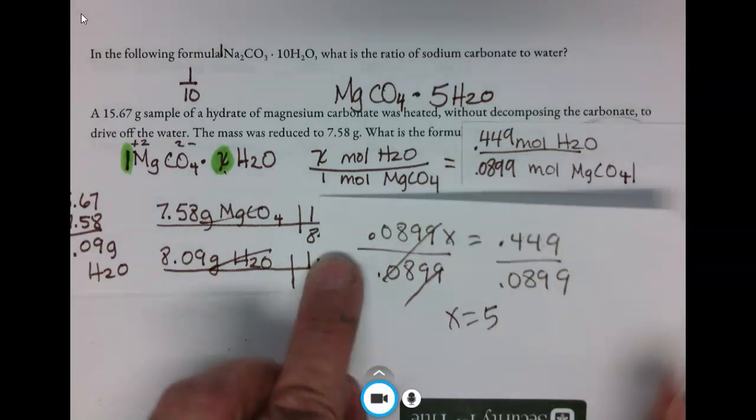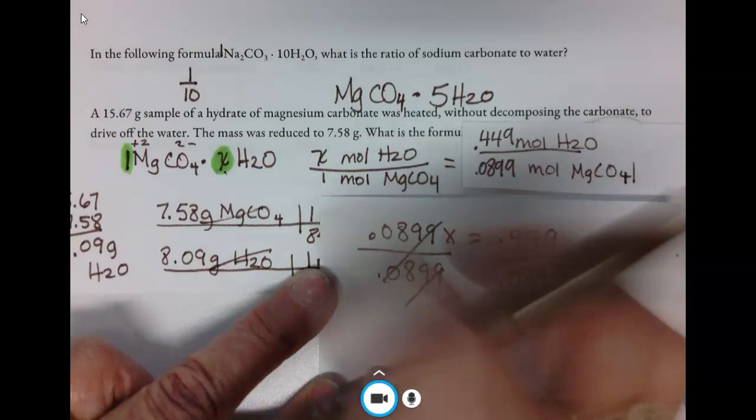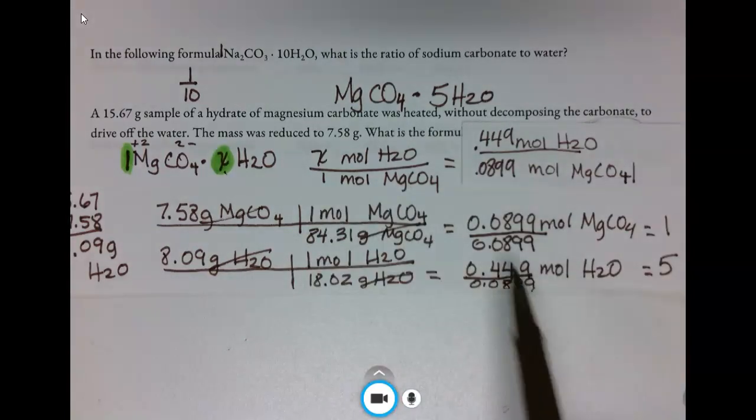Kind of two different ways to work it. Hopefully that makes sense to you. So you can either do it as a ratio, or just come down here and shortcut it by just dividing by the smallest.